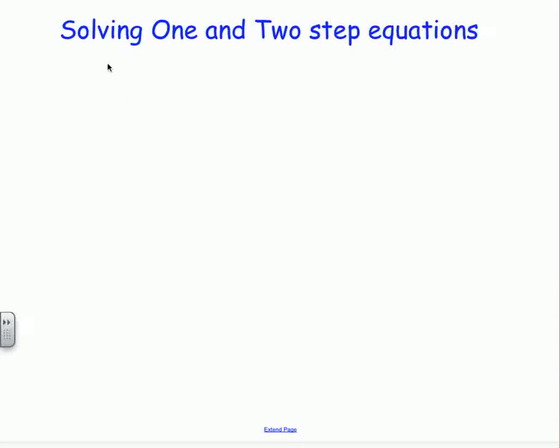Okay, we're going to do solving 1- and 2-step equations. And I'm going to walk you through all the steps. It's going to show you exactly what I expect when you solve equations for me and showing your work and all that so that you can make sure and get full credit. Okay, we'll start with a 1-step equation.